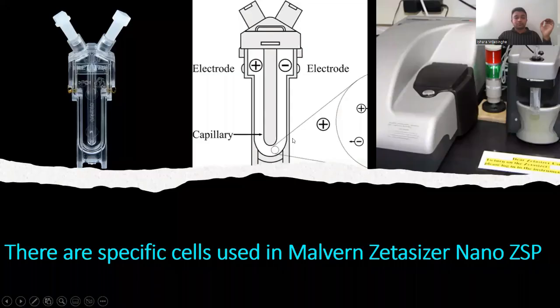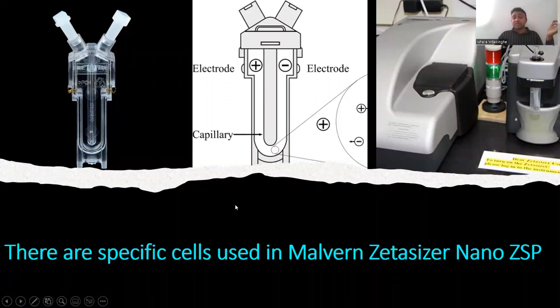Then we'll see how to measure it. There are specific cells to measure this zeta potential. You can see this is the cell where we fill our colloidal system.